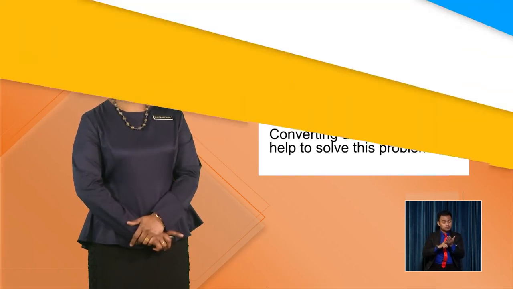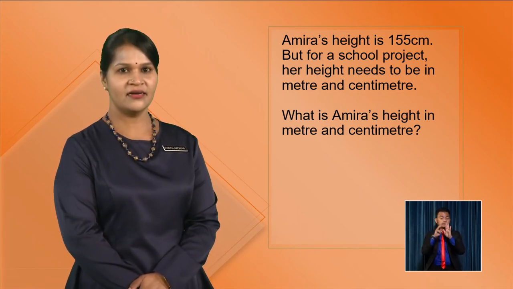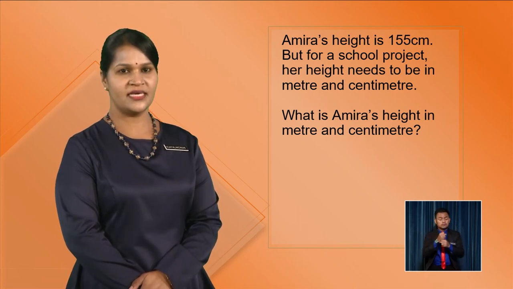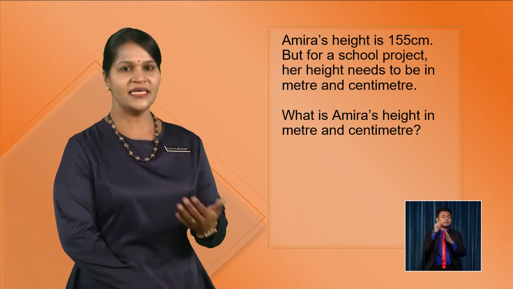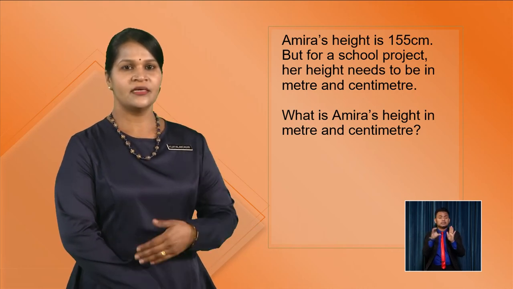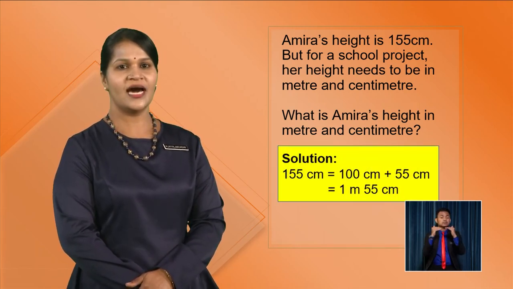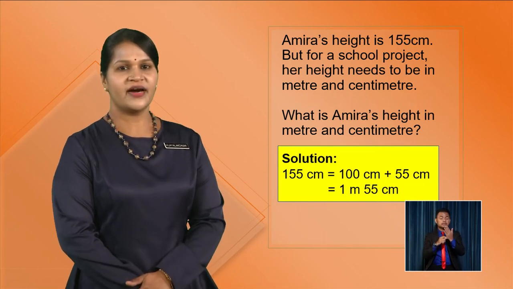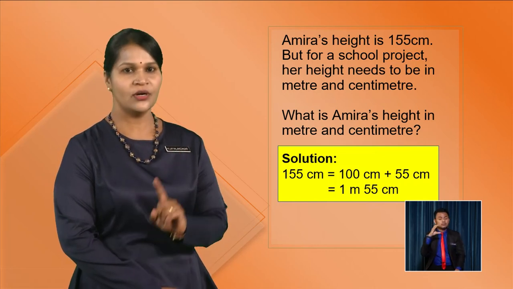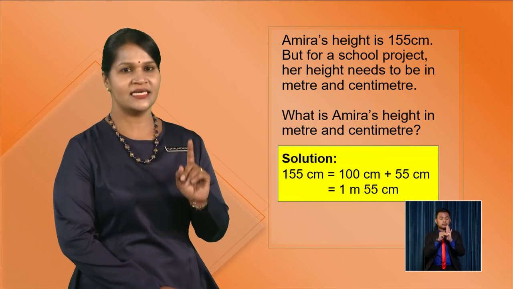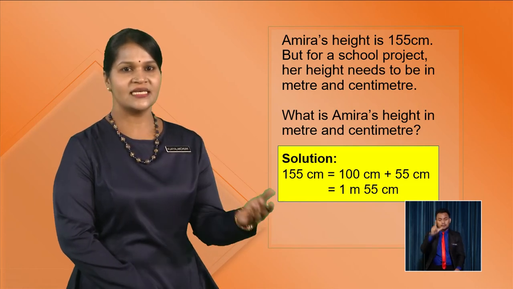Let's discuss this. Amira's height is 155 centimeters, but for a school project, her height needs to be in meter and centimeter. What is Amira's height in meter and centimeter? Here we go. 155 centimeters is equal to 100 centimeters plus 55 centimeters. As we have learned before, 100 centimeters is equal to 1 meter. So, the answer is 1 meter and 55 centimeters. Boys and girls, it's easy, right?